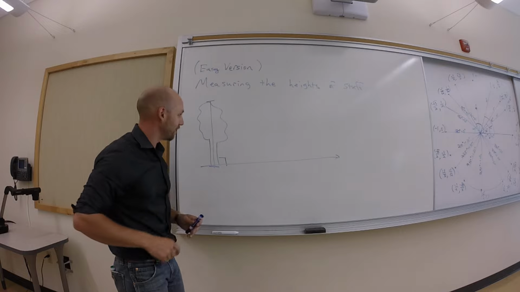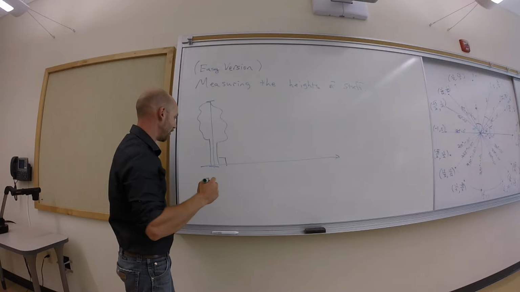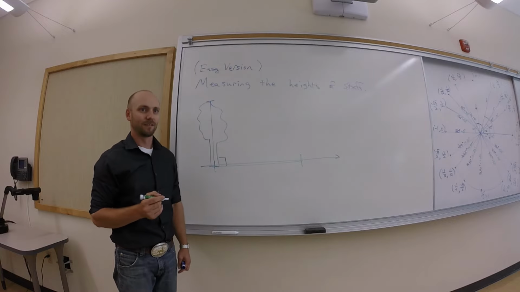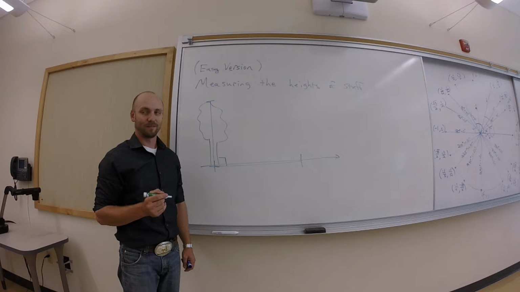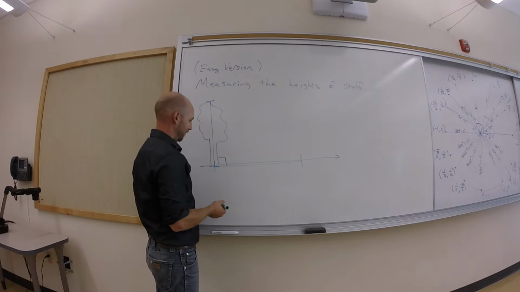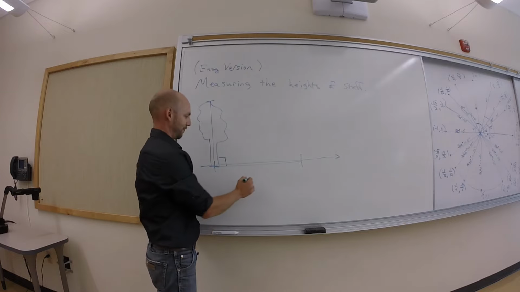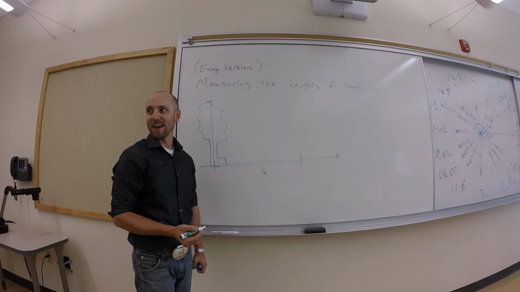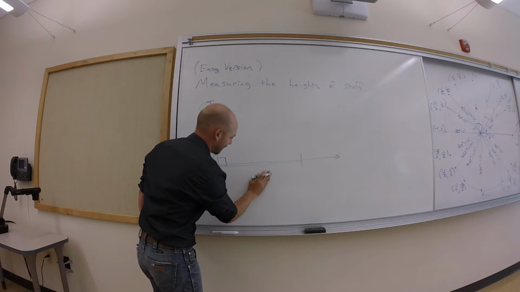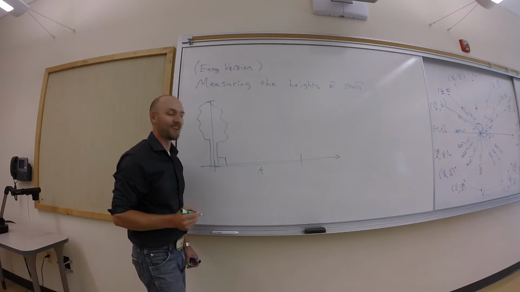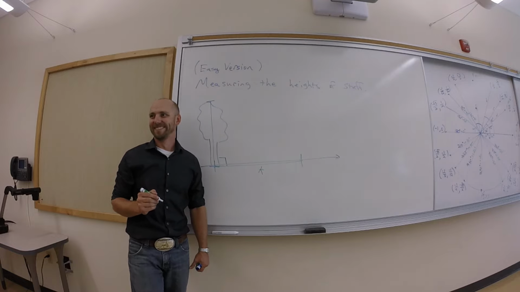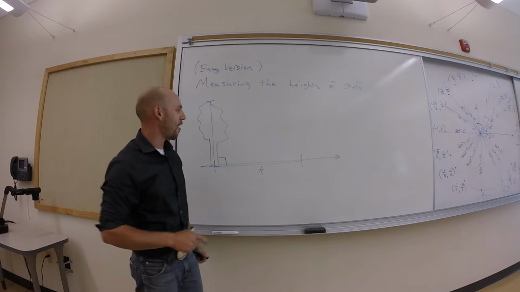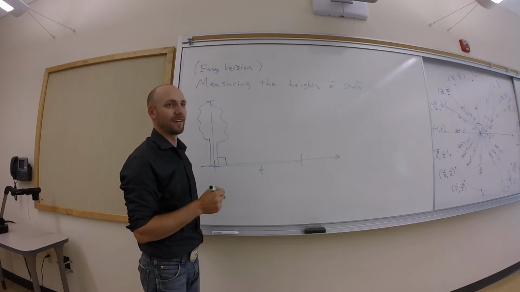So, what you need to do is you need to make yourself a triangle in the world. So you want to measure from the base of the tree out a ways, right? I'm going to call this distance K. Okay. Why would I call this distance K? Because it's the distance I know. Crazy, right?